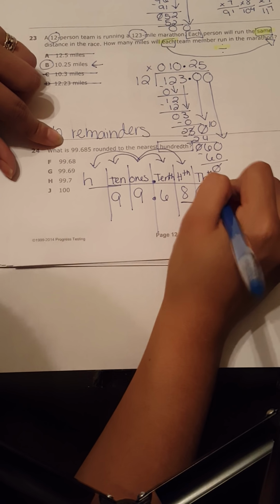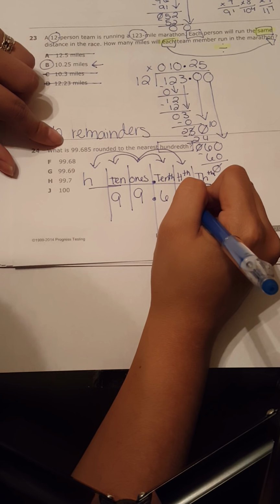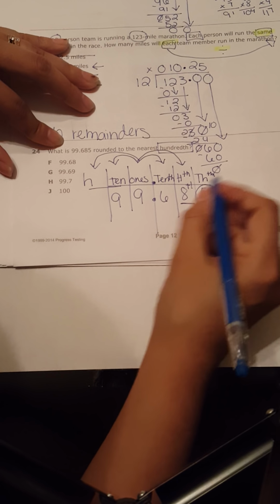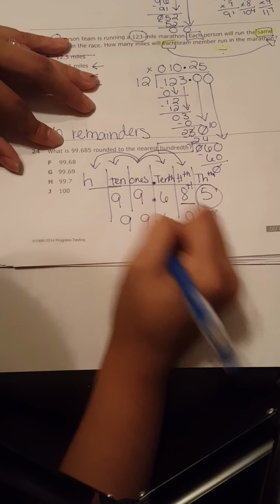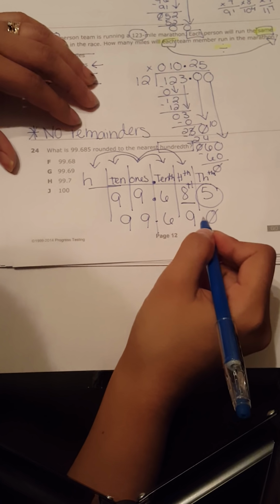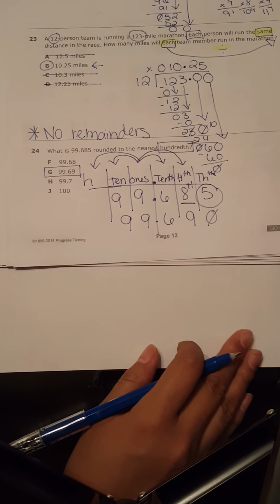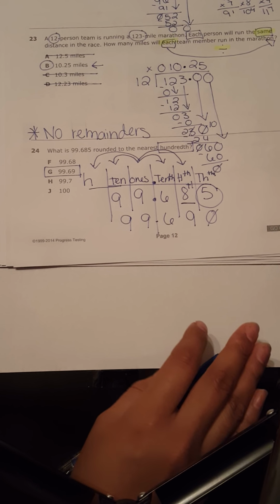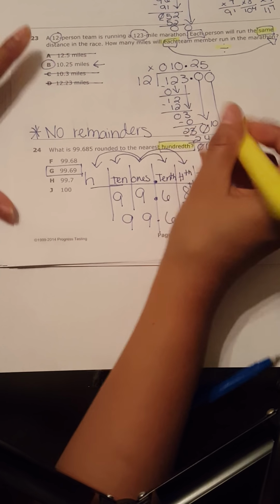What we want is the hundredths place, which is the 8. I circle the one to the right. 5 or more, I'm going to add one more. 8 plus one more is 9. The 5 becomes a worthless 0. 6, 9, 9. 99 and 69 hundredths. The correct answer is G. Why did I choose G? Because I want the hundredths place.